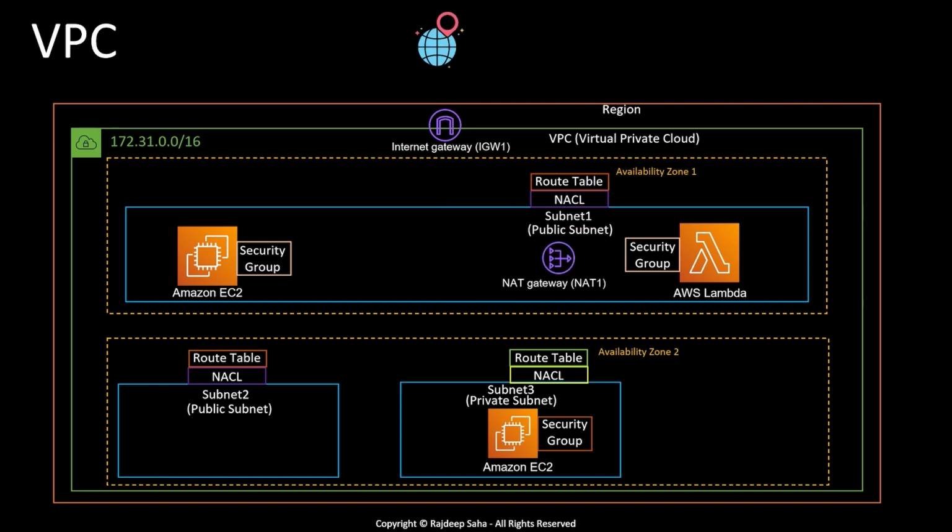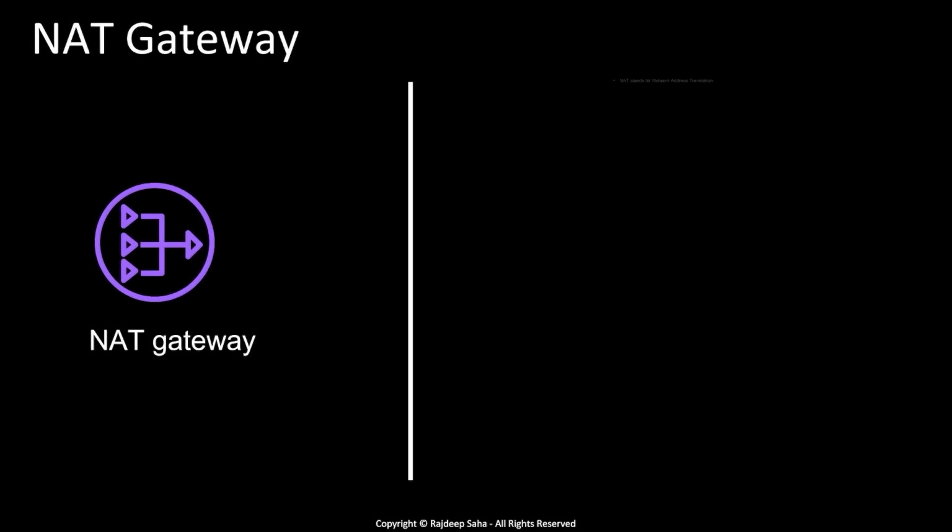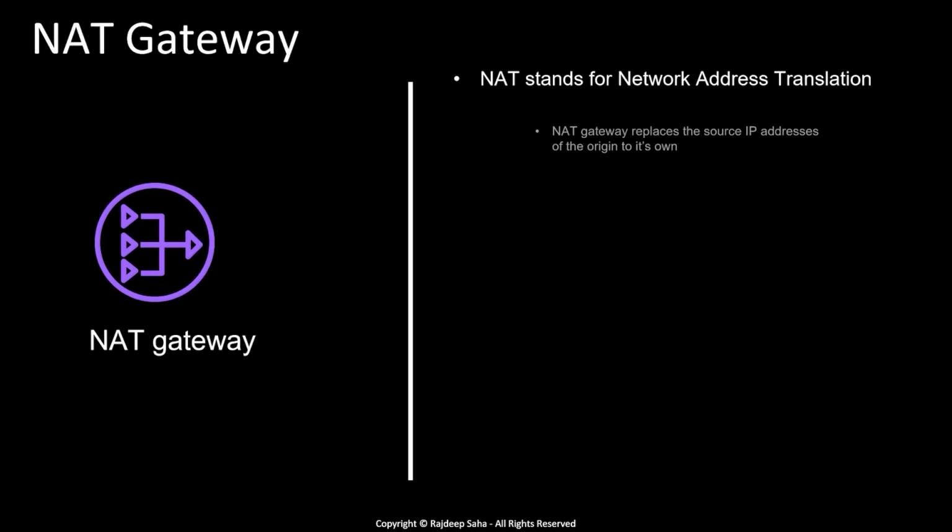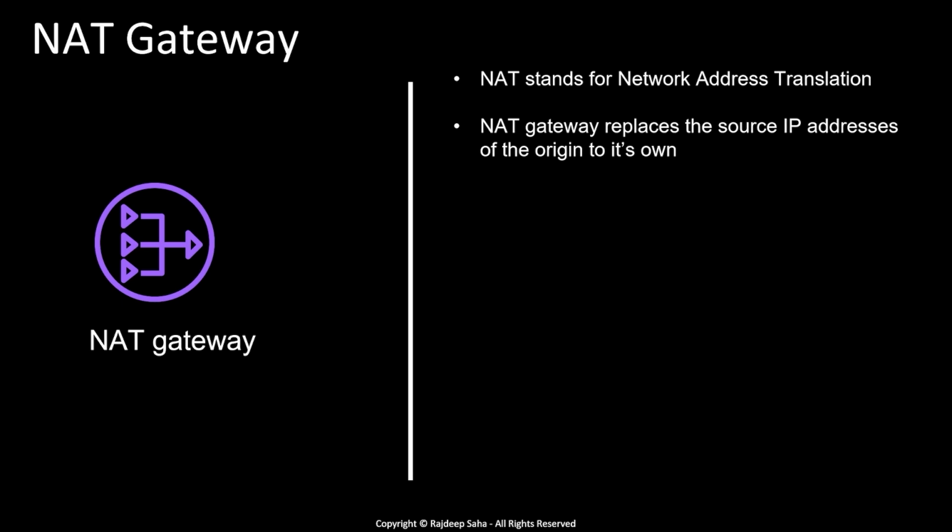Let's take a closer look at this NAT gateway. The word NAT stands for Network Address Translation. It is named this way because NAT gateway replaces the source IP address of the origin with its own. So let's say any resource such as an EC2 from the private subnet goes to this NAT gateway. Now the IP address of the EC2 running in the private subnet will be replaced by the IP address of this NAT gateway when that traffic connection leaves the NAT gateway.